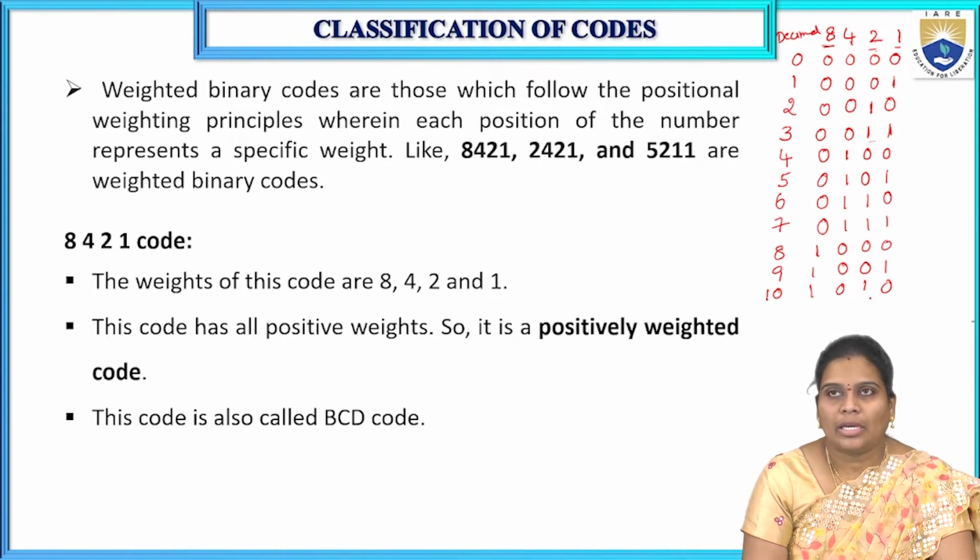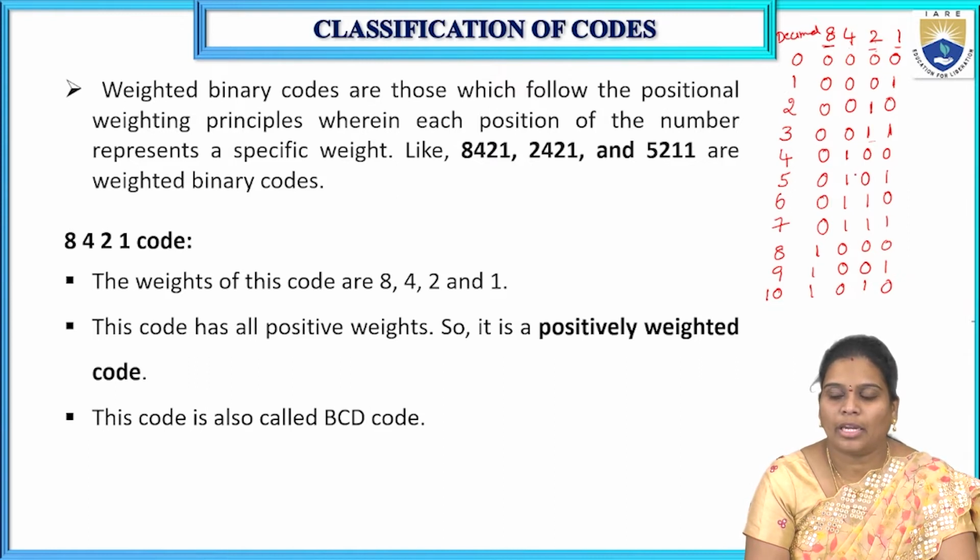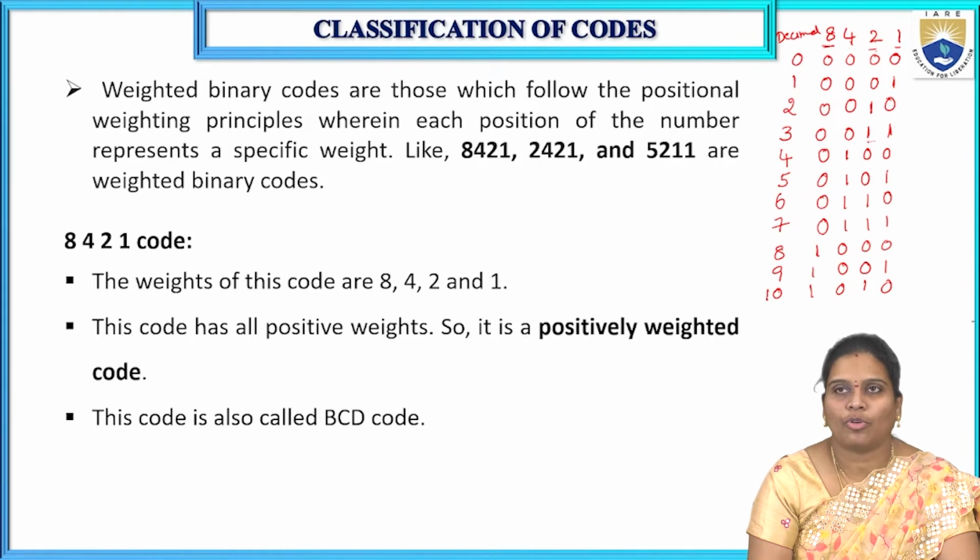So, in this 8421 code, if we are writing any binary value for that decimal number, only one possible condition is there. So that's why BCD binary values follow this 8421 code only.